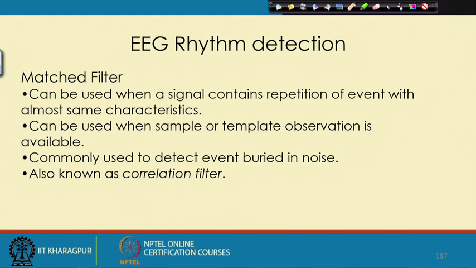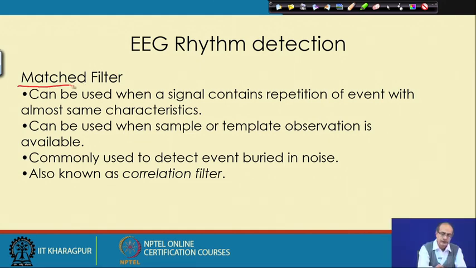Now we will look at another similar technique to find the rhythms and the waves of that EEG signal. It is called the matched filter. The matched filter can be used when there is a repetition of the same waveform, which is exactly the same or very similar.